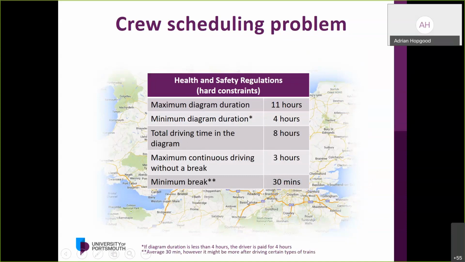This shift pattern is called a diagram. There's a maximum that's allowed. There's a minimum, or at least there's a minimum for which they'll be paid. You can schedule a driver to have a shift of less than 4 hours, but you still pay them for 4 hours. There's a maximum continuous driving time without a break, and there's a maximum driving time in total on the shift. 8 hours for the total, 3 hours maximum without a break, and there's a minimum break time. So that's quite some complicated constraints on the schedule.